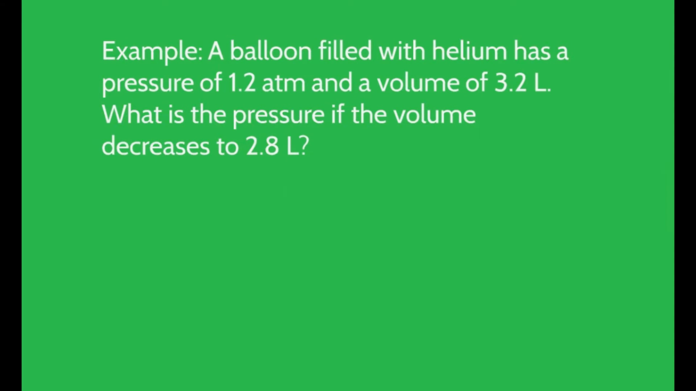All right, so first example. Let's try to work this one out. This one's not so bad. They do get a little bit trickier. There'll be a little bit of conversions in there. A balloon filled with helium has a pressure of 1.2 ATM and a volume of 3.2 liters. What is the pressure if the volume is decreased to 2.8 liters?